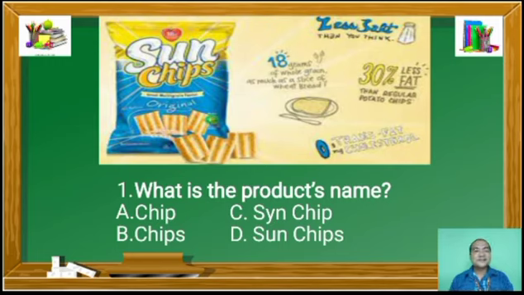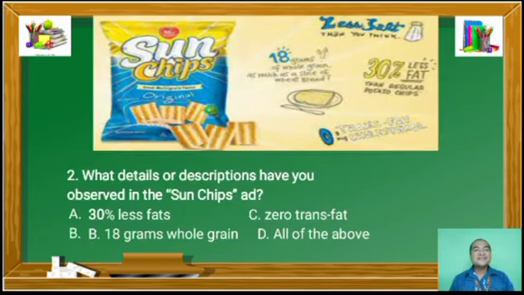If your answer is letter D, you're correct. The product's name is sun chips. Number 2. What details or descriptions have you observed in the sun chips ad? A. 30% less fats. Letter B. 18 grams whole grain. Letter C. 0 trans fat. Or letter D. All of the above.